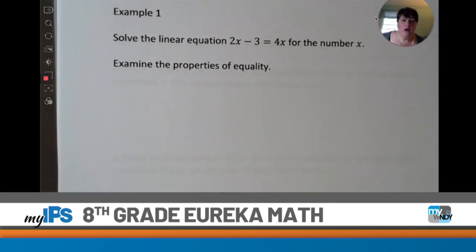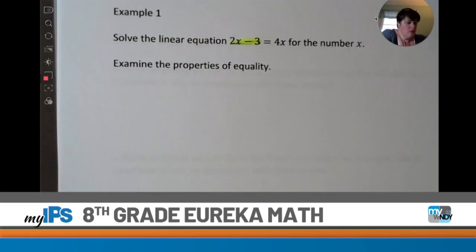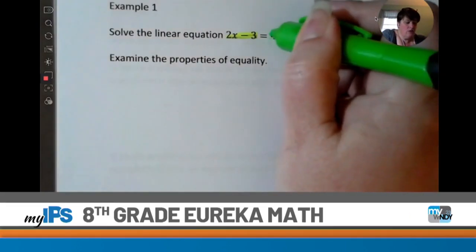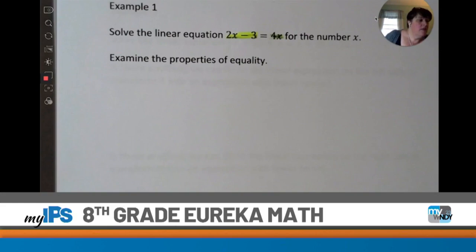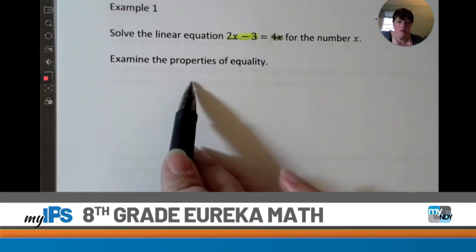We're going to solve the linear equation 2x plus 3 is equal to 4x. All right, well, when we're thinking about this, in the past few days, we've been talking about that left side and that right side. We certainly can do that again if we need to, just to think about it. That highlighter is really just your friend throughout the day if you feel like you need it to see those left and right hand sides. All right, it says to solve this equation for the number x and then to examine the properties of equality. We're going to talk through those properties as we move through.